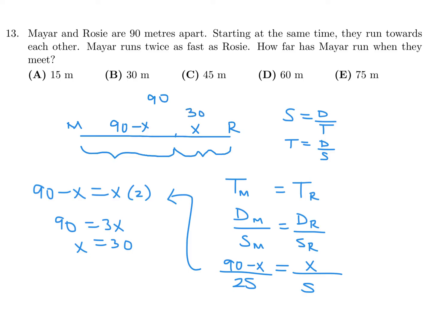And therefore, that's 30 and that's 60. How far has Mayar run when they meet? Well, 60. So therefore, the answer to number 13 is D.